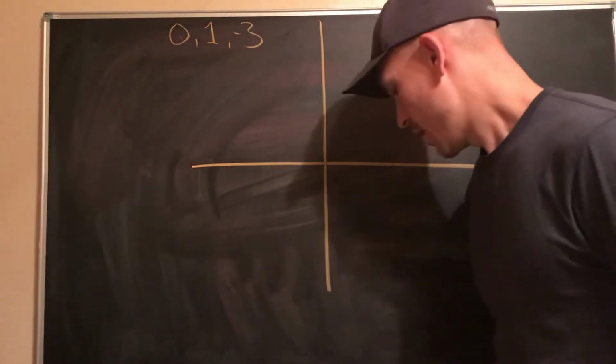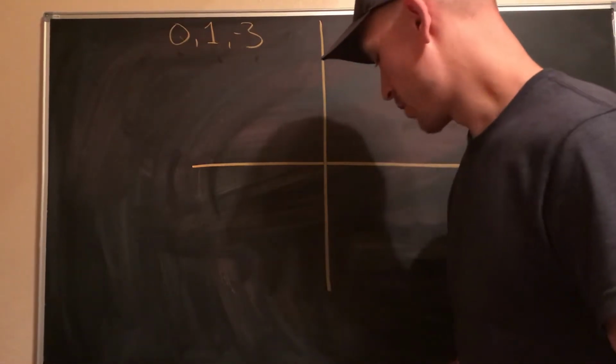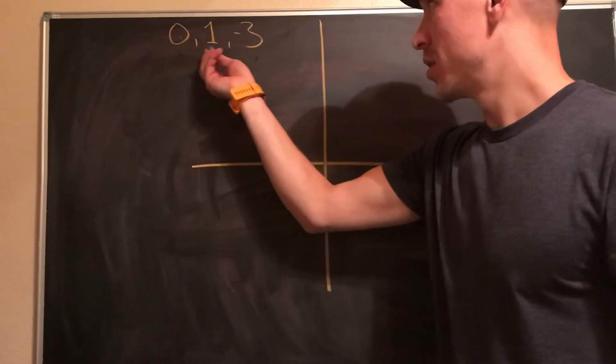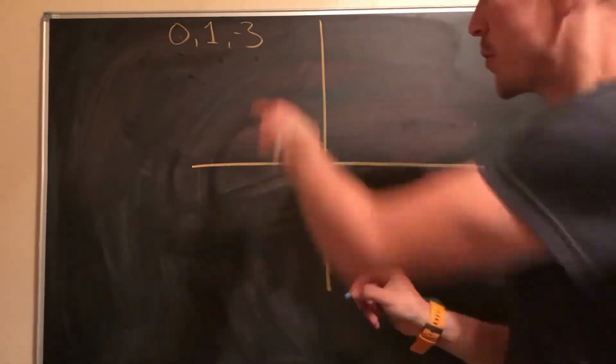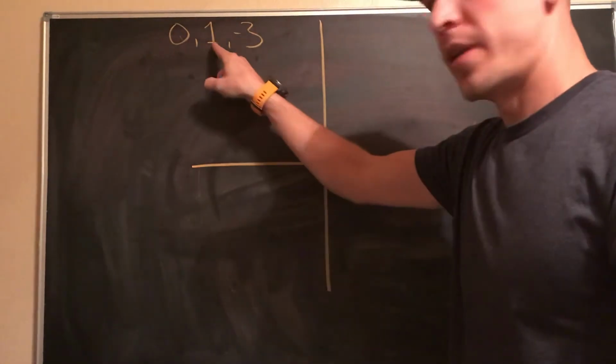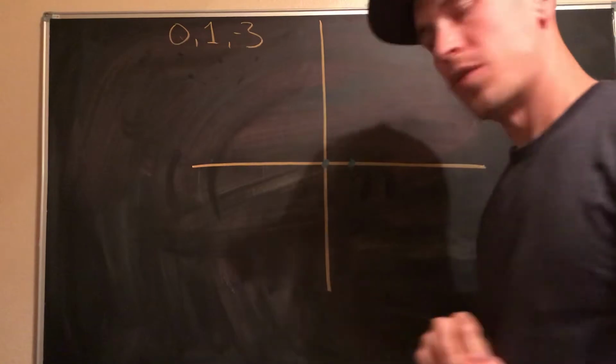Okay, we're back. So here's what we have. We have our three numbers here, 0, 1, and -3. So what I'm going to do is go on my x-axis and mark all of these right here. We have one at 0, put a big circle right there. We have one at 1, so I'll go over to 1 and put a big circle right there.